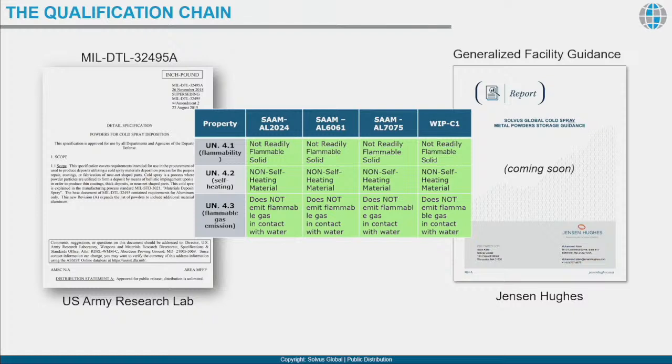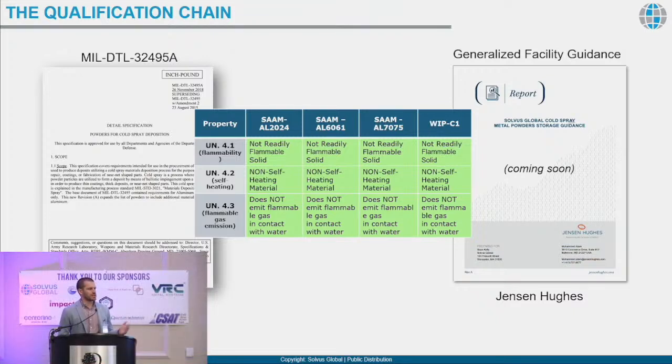So happy to say the SAM products and the WIP products, after extensive testing, are all non-flammable. They're non-explosive, so we are actually able to send these out to you with reduced safety restrictions and reduced hazard restrictions, because of the testing and the engineering that's gone into the materials to fit into these categories.